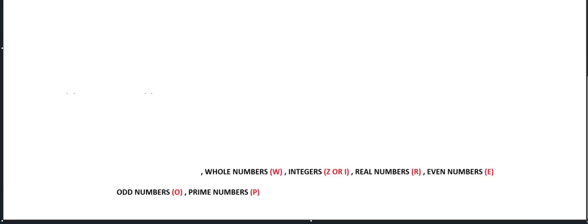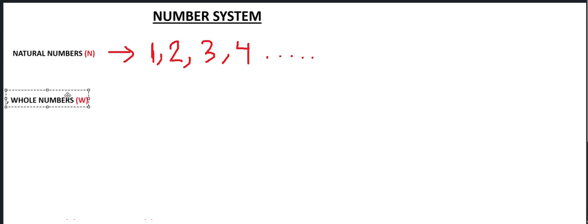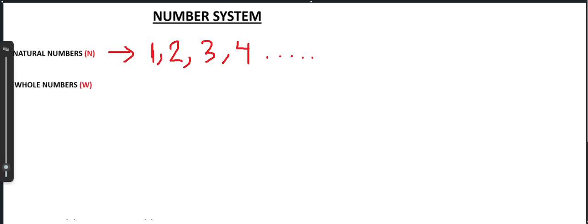Now, let's go to whole numbers. So what is a whole number? A whole number is a natural number together with 0. It forms the whole set of natural numbers. A whole number is abbreviated as W. The whole numbers start with 0, so the smallest number in whole numbers is 0.